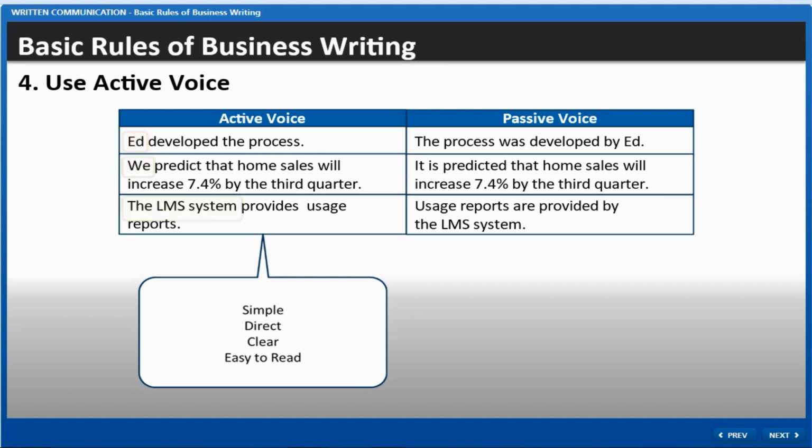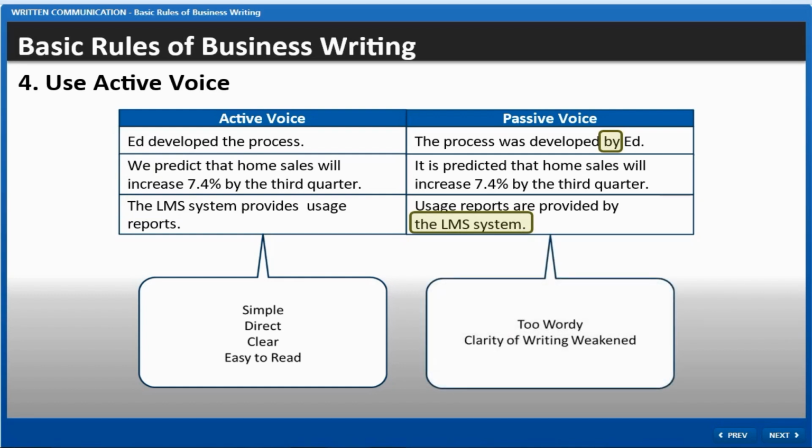In passive voice, the writer does not specify who is acting, or the writer specifies the actor later in the sentence. Avoid using passive voice because passive voice sentences are usually too wordy and weaken the clarity of your writing.